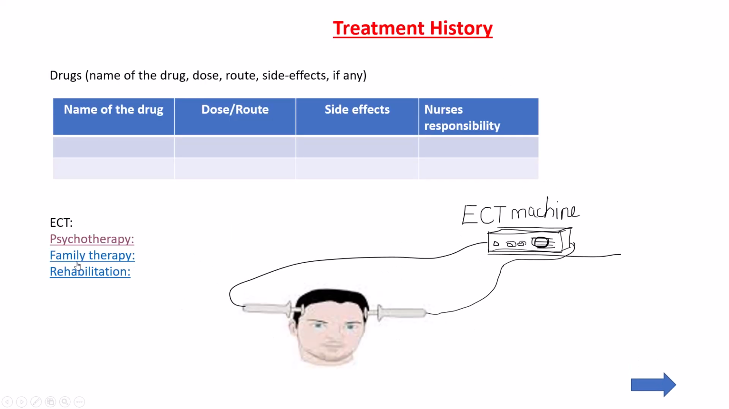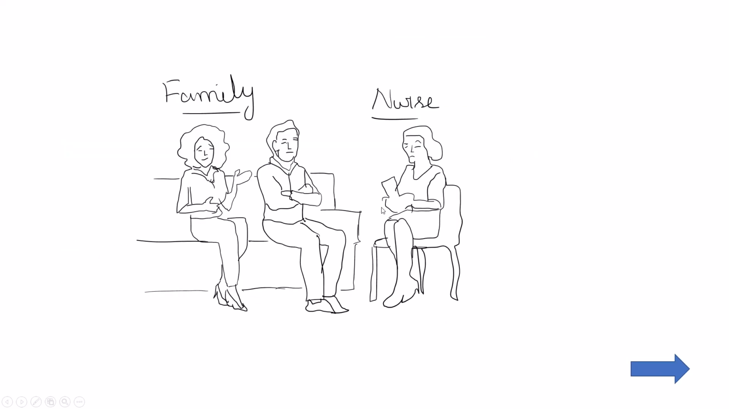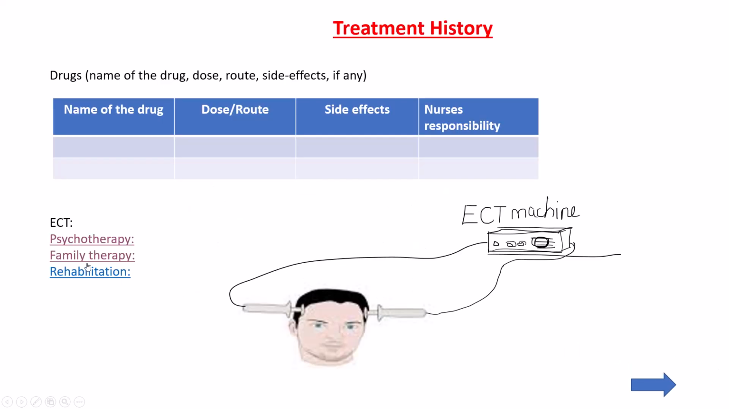And next is family therapy with family members. This is done by the nurse, otherwise the doctor may place it here. The family members will discuss and try to solve their problems. So with the family they will do psychotherapy. That is called family psychotherapy.